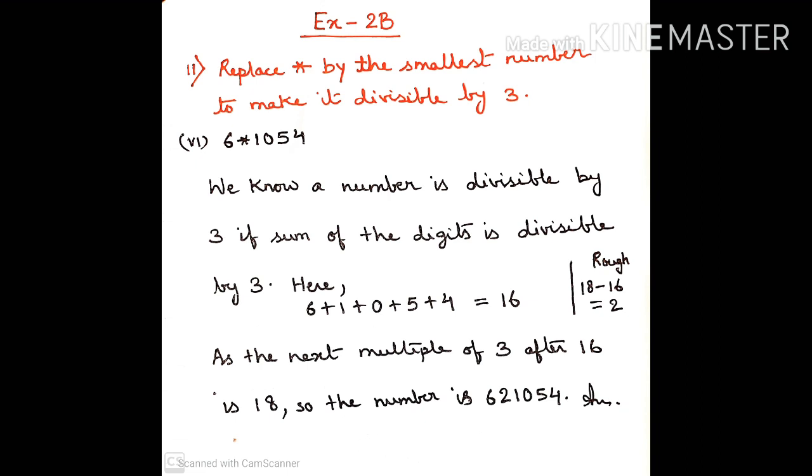What we have? Replace star by the smallest number to make it divisible by 3. The given number is 6 star 1054. So we know that a number is divisible by 3 if the sum of the digits is divisible by 3. Here 6 plus 1 plus 0 plus 5 plus 4 is 16, and we know that 3 sixes are 18. So the next multiple comes after 2. So the number will be 621054. Is it clear to you?